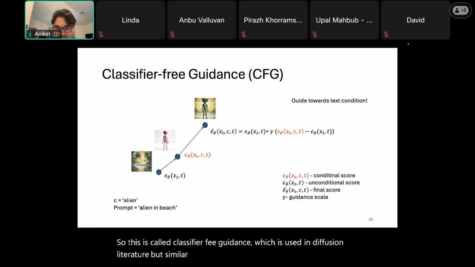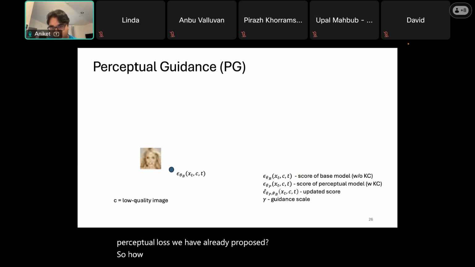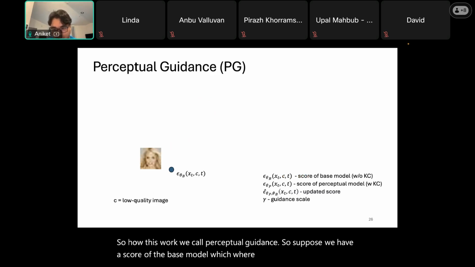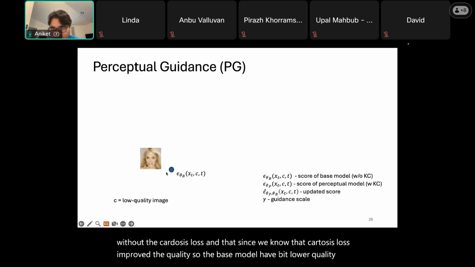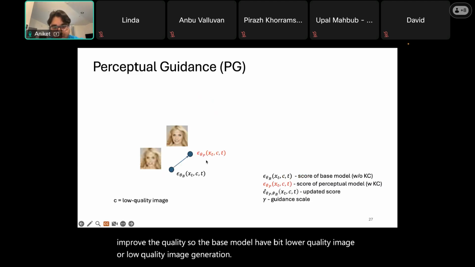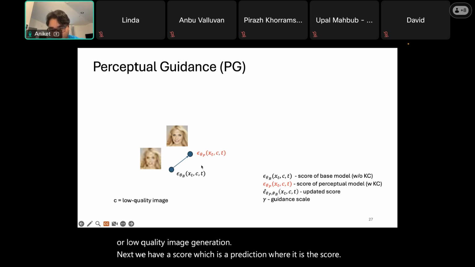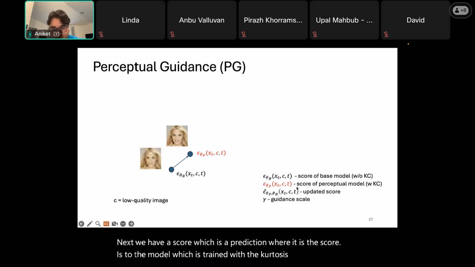But similar to classifier free guidance, we want to propose, can we modify this somehow to use perceptual guidance, or use the perceptual loss we have already proposed. So how does this work? We call it perceptual guidance. Suppose we have a score of the base model, which is used without the kurtosis loss. Since we know that kurtosis loss improves the quality, the base model has lower quality image generation. Next, we have a score, which is a prediction from the model trained with the kurtosis loss. It shows the score of the perceptual model with kurtosis loss.